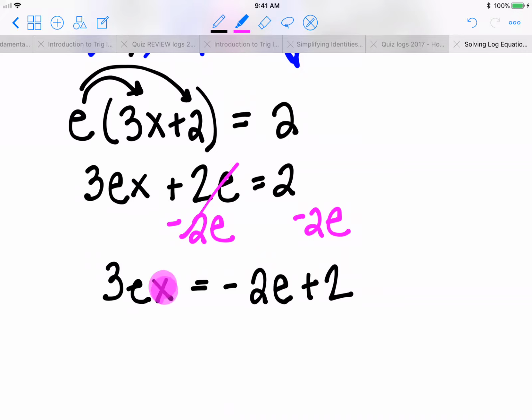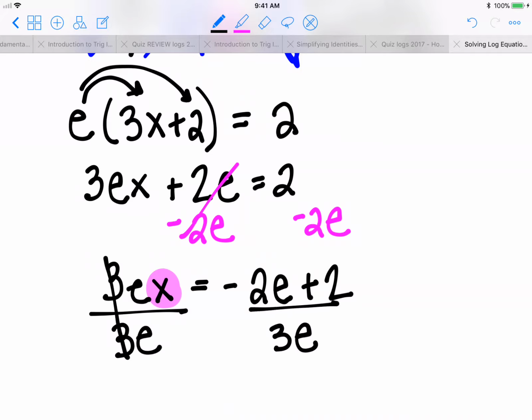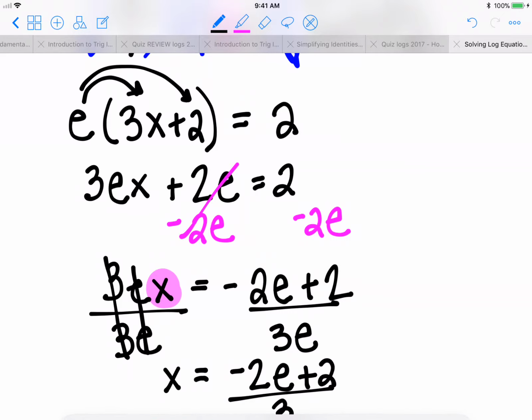Okay, remember I want to isolate x. I want to get x by itself. So I can just divide by 3e on both of these, because that cancels, that cancels. So I'm left with x is equal to -2e plus 2 divided by 3e. Okay, that looks kind of ugly, but that is the answer.